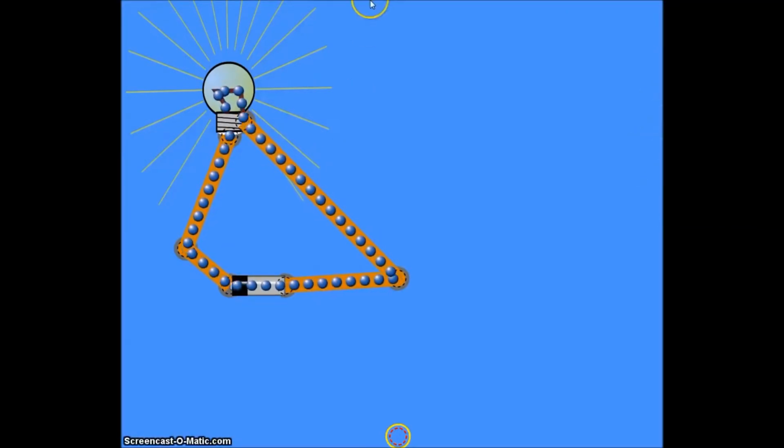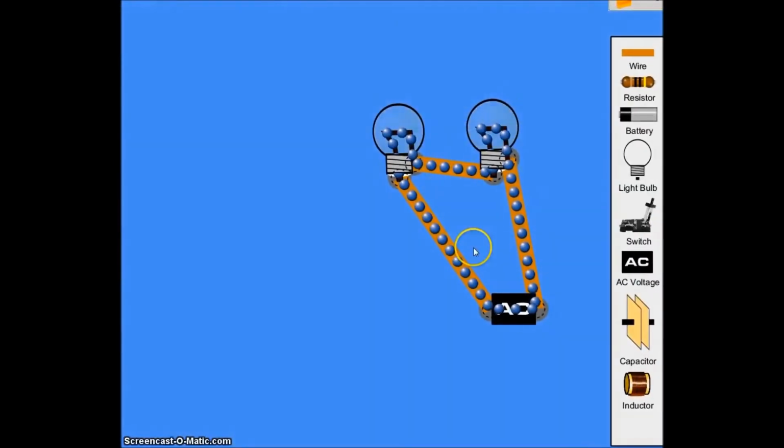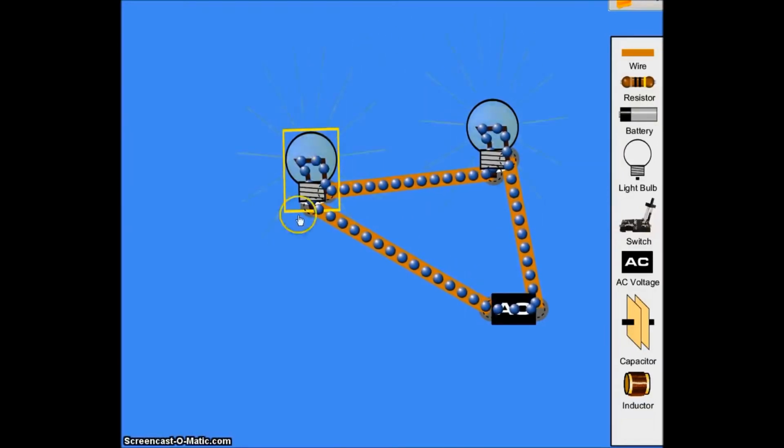Alternating current, on the other hand, switches back and forth. And we can see that over here. You can see the electrons don't really move very far, but they're alternating back and forth, back and forth. Remember, this is a scaled version. These electrons would actually be going so much faster. The one thing you probably see that's different is these light bulbs. These light bulbs are flashing. They're not steadily on like our direct current.